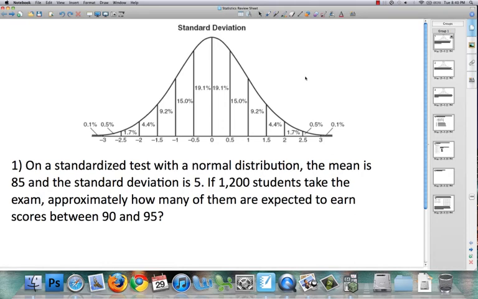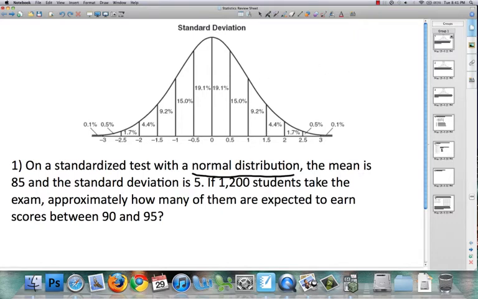Okay, so I'm going to do a run through of all the questions in the review sheet. This way, if you didn't understand how to do some of them, hopefully this will help you. So the first question said on a standardized test with a normal distribution. Since it says normal distribution, we know we're going to use this curve. The mean is 85 and the standard deviation is 5. If 1,200 students take the exam, approximately how many of them are expected to earn scores between 90 and 95?